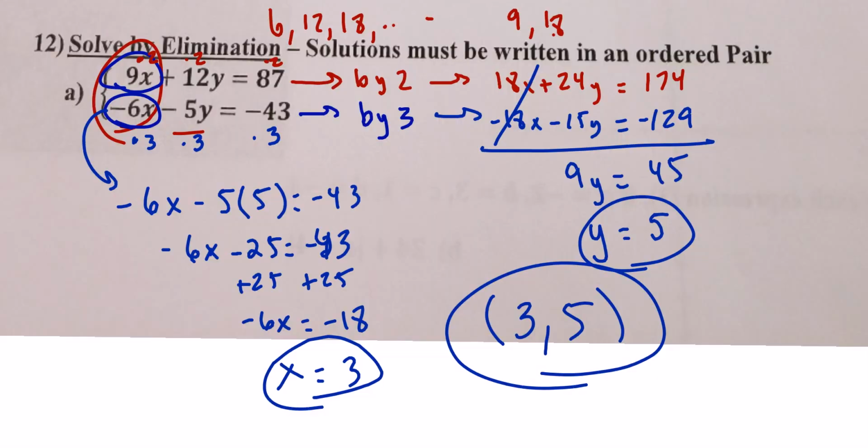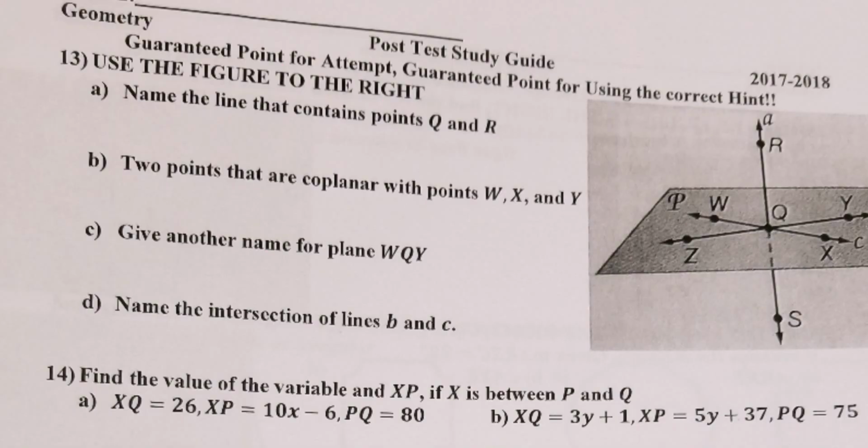Alright, so number 13 says use the figure to the right. Name the line that contains points Q and R. So here's Q, here's R. That's line A. Remember, they use a small script, so I just say line A. That's it. 2 points that are coplanar. So coplanar is on the same surface with W. So I'm going to get rid of that blue so you don't get confused.